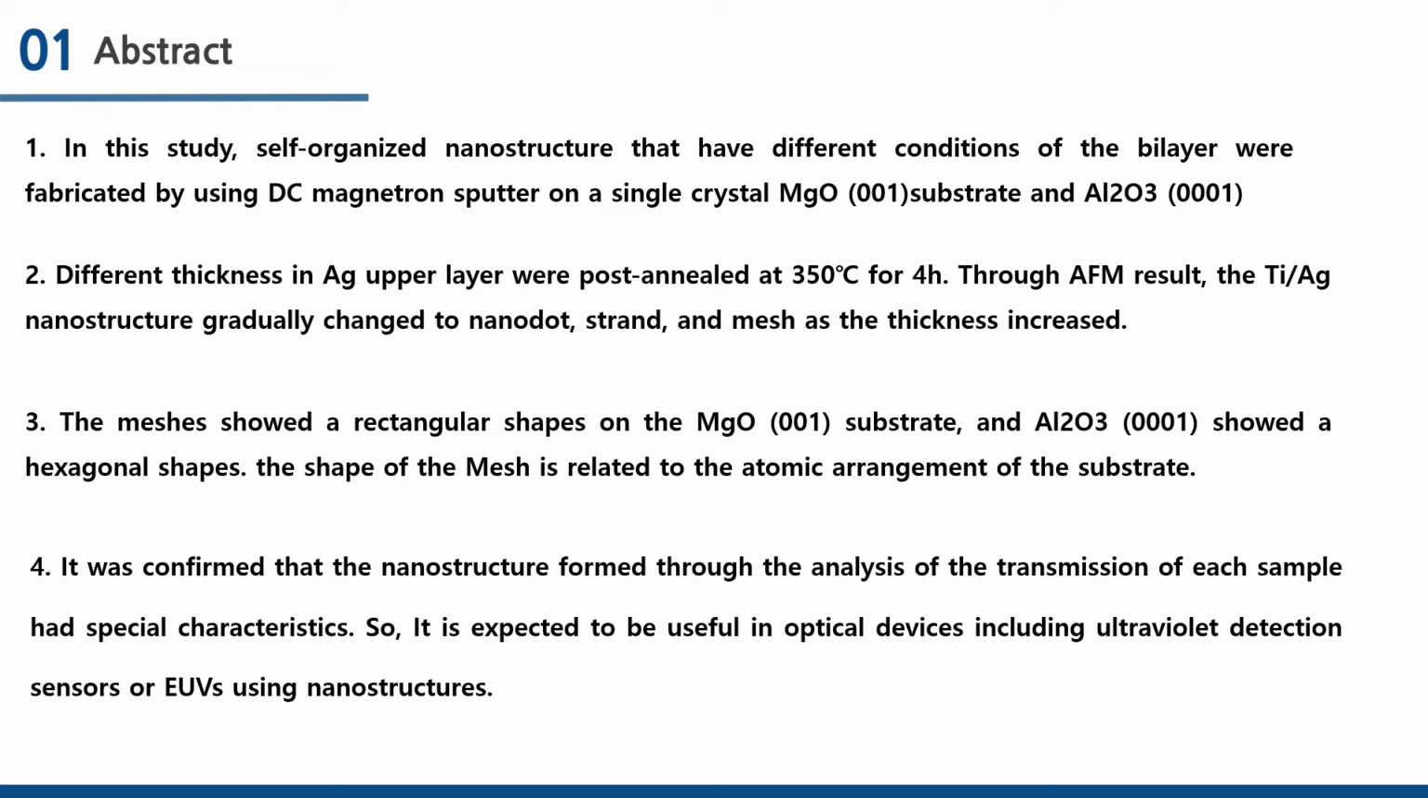In this study, we created a bilayer by using a DC magnetron sputter to create different types of nanostructures. Silver was deposited on magnesium oxide and aluminum oxide in several thicknesses and annealed at 350 degrees for 4 hours. Through the AFM result, the titanium-silver nanostructure gradually changed to nanodot, strand and mesh as the thickness increased. The meshes showed rectangular shapes on the magnesium oxide substrate, and aluminum oxide showed hexagonal shapes. We think the shape of mesh is related to the atomic arrangement of the substrate.